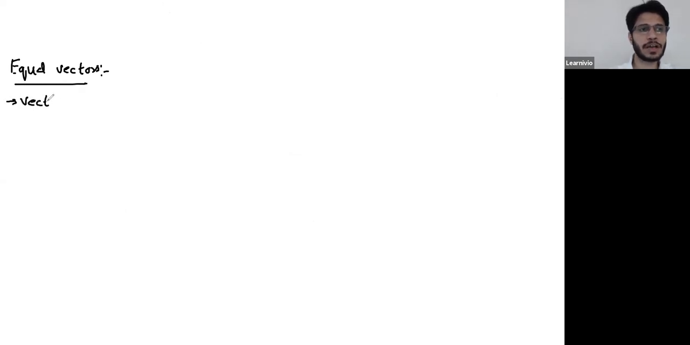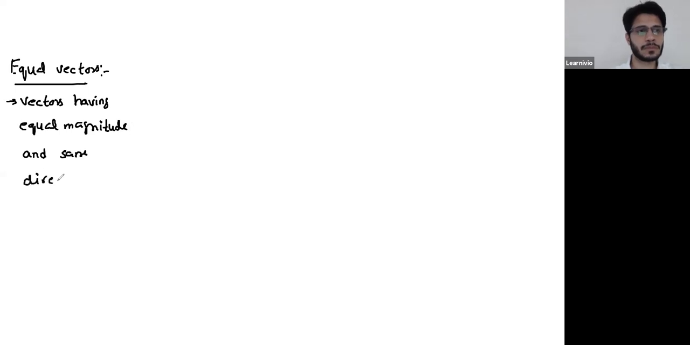So the first thing we start vector with is the concept of unit vector. We have a few definitions in vectors, some very basic definitions like equal vectors. Equal vectors simply means vectors having equal magnitudes and same direction. So if you have two vectors which have equal magnitude and same directions, they are known as equal vectors.